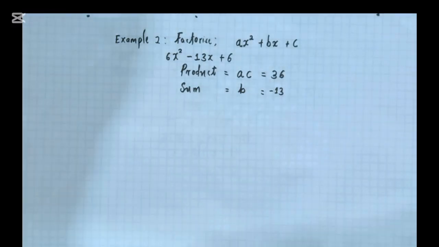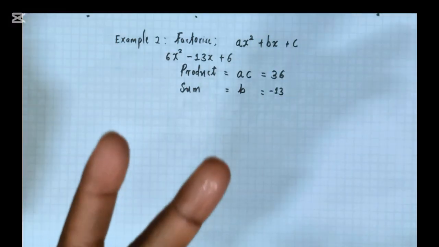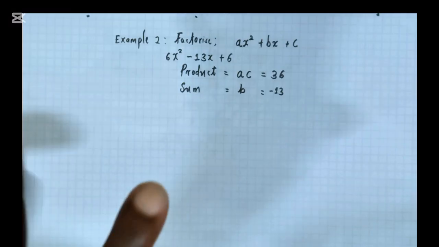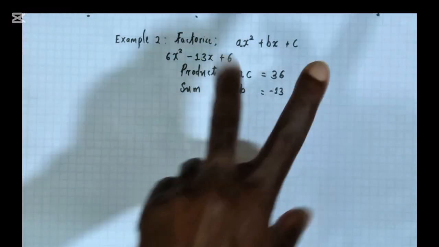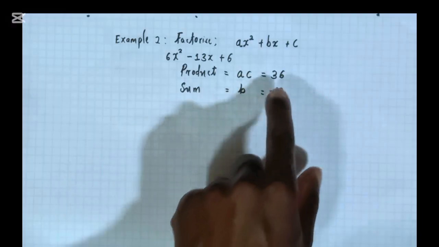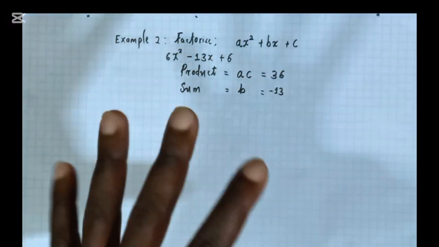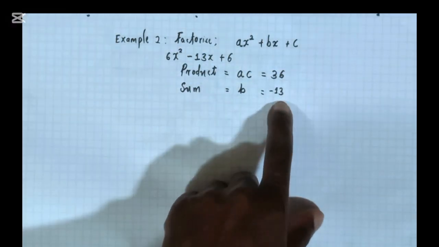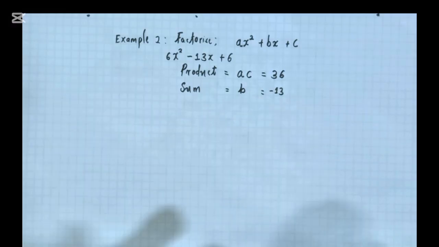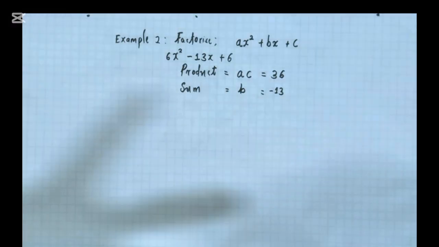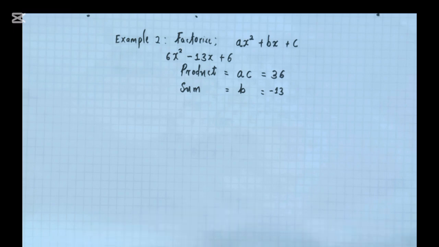Now that we have our product and we have our sum, you are then supposed to ask yourself a question. What two numbers do you know of that when we multiply them together will give us 36, and when we add them together will give us negative 13? So basically you want to start going through your multiplication table and figure out these two numbers.